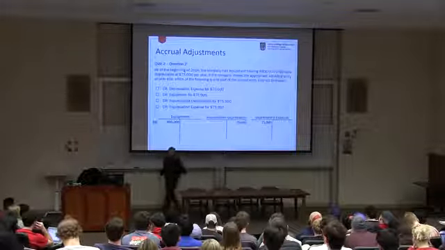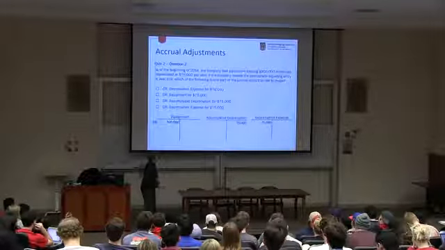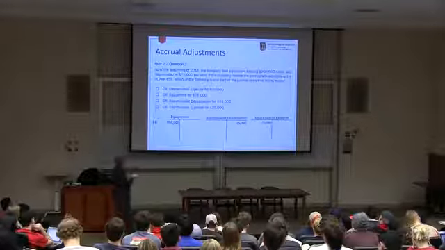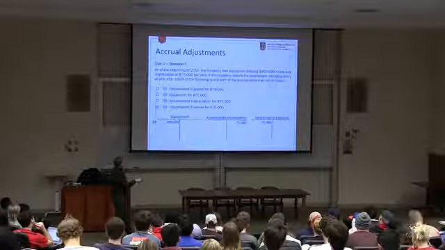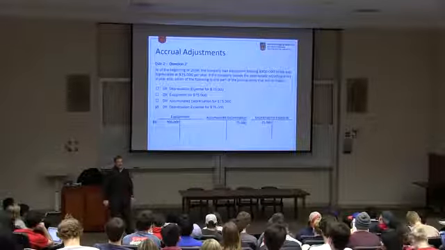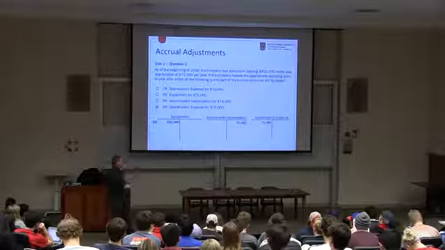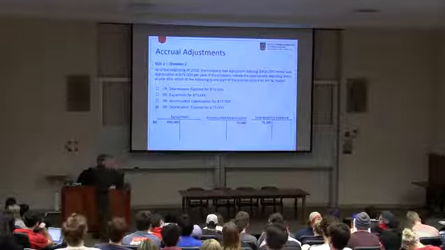So that would be the journal entry to record depreciation expense. So the correct answer here is a debit to depreciation expense. Okay, these kind of ideas will become more familiar to you as we work more examples.